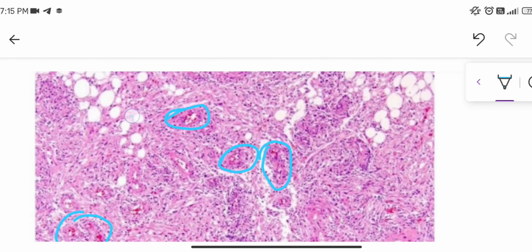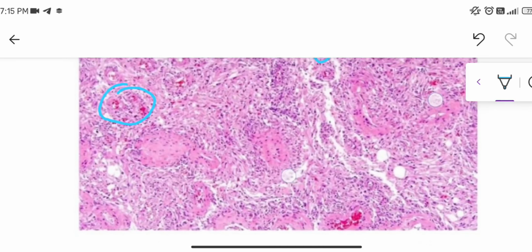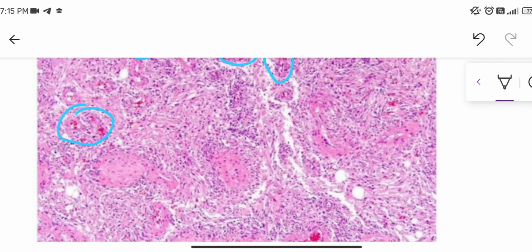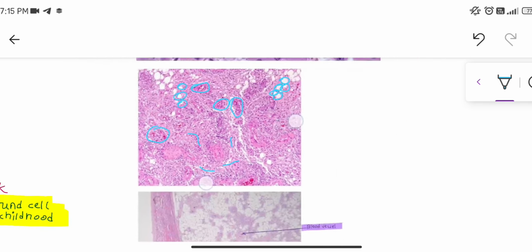Next you can see there is presence of the fat cells. These are the adipocytes. So there is proliferation of the fat cells, adipocytes, and next there will be the proliferation of what? There will be proliferation of the muscles, spindle shaped muscles. You can see these are the spindle shaped muscles, and they are proliferated in a large number. So this is the figure for angiomyolipoma.